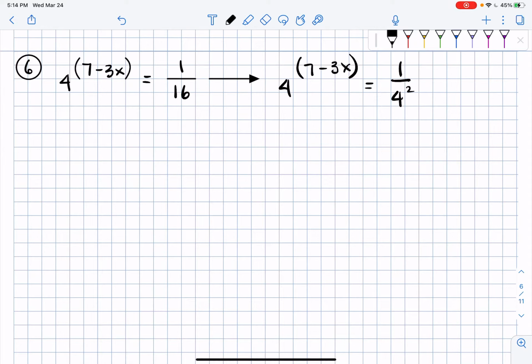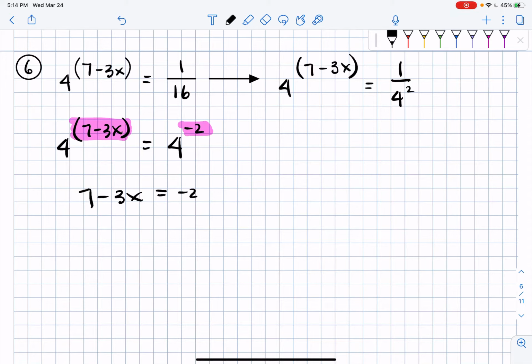Go. So with that being said, I can write this. I've got 4 raised to the 7 minus 3x is equal to, if I want that 4 squared from the denominator up to the numerator, I can write this as 4 to the negative 2 power. That would bring me up top. Now I do have the same base, right? Because I have the same base, I can say that the powers must be the same. So that means 7 minus 3x must equal negative 2.